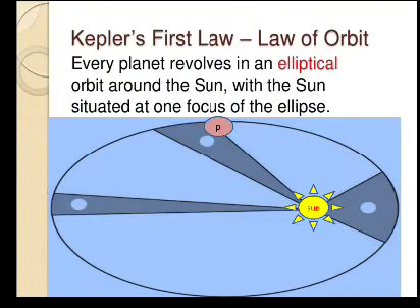Then in this chapter we study Kepler's laws. Scientist Johannes Kepler formulated three different laws about planetary motion. That means how a planet revolves around the Sun. According to Kepler's first law, every planet revolves in an elliptical orbit around the Sun, with the Sun situated at one of the foci.